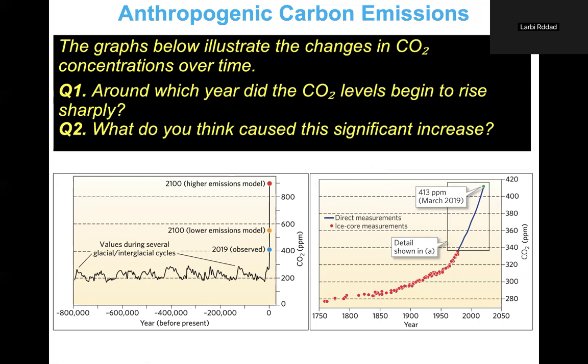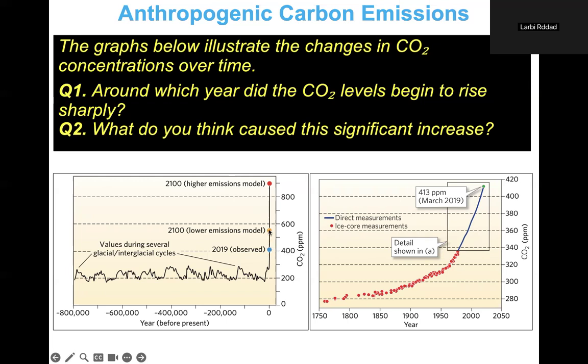First of all, let's look at the graph. The graph below illustrates the changes in CO2 concentration over time. You can see, for example, here from 800,000 years all the way to today, the fluctuation in carbon dioxide in ppm. And here you can see this higher value. Like, for example, in 2012, we have about 400 ppm.